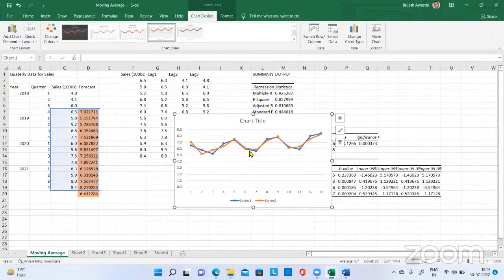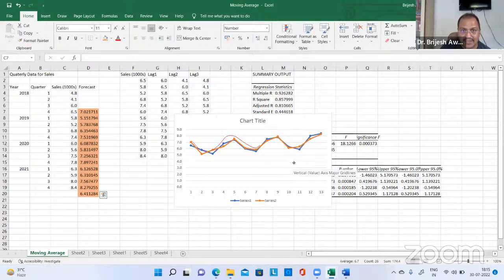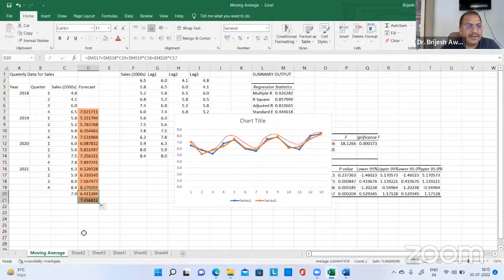It also follows the trend line. Yes or no? Yes, sir. Ups and downs, you can see. So this is also a wonderful method. The moment I get, suppose, the next quarter sale is 7.9, I can predict the next quarter now.